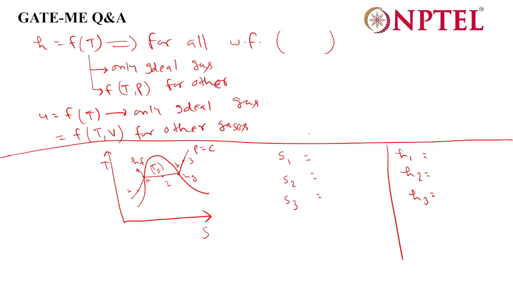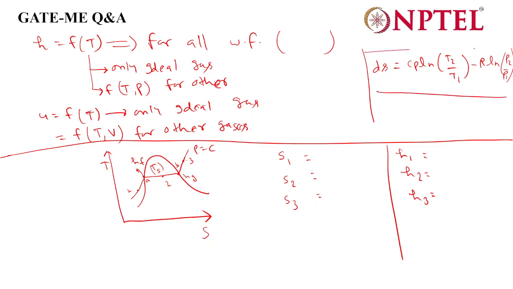Okay. So what is the formula for entropy? Change in entropy is Cp ln T2 by T1, and then the pressure term. Is it correct or not? Anyone? Yes, sir, it's correct. So here it is a constant pressure line, so P2 and P1 are constant, and this term would not be applicable here.